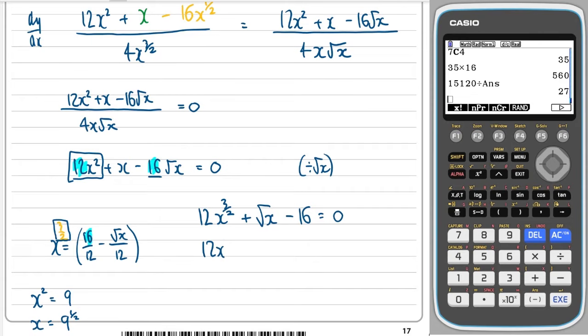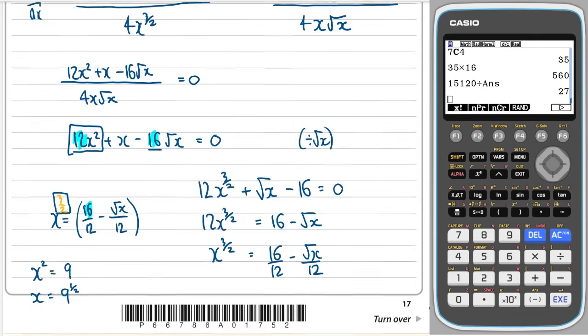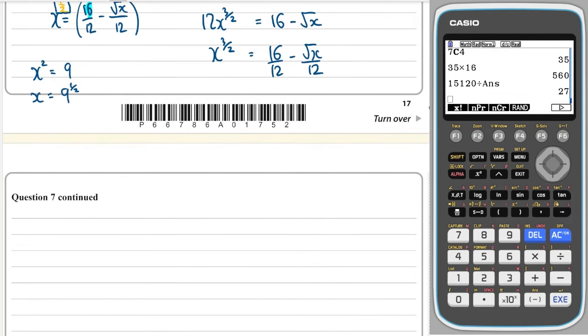Okay, next I can isolate this by adding the 16 to that side, taking away the root x by moving that over. Dividing through by 12 is going to give me 16/12 minus root x over 12. And then finally, once again, if I want to remove a fractional power, I'll need to take the reciprocal fraction on the other side. So this will become x equals 16/12 is 4/3, minus root x over 12, and that power will swap over to becoming 2/3 on that side.